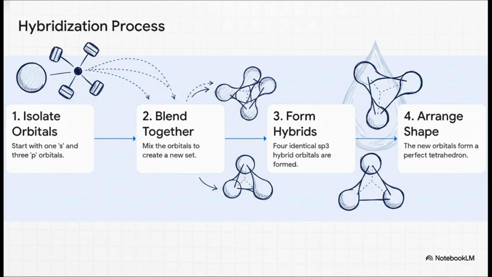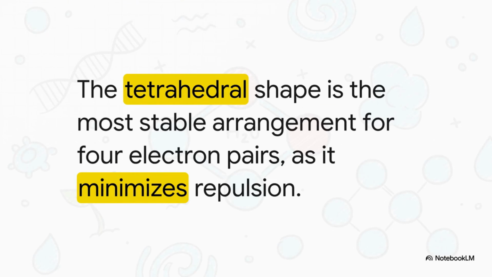And then these new orbitals automatically arrange themselves in the most stable shape possible. And that shape is a tetrahedron. So why a tetrahedron? Well, remember, electrons are all negatively charged, and just like magnets with the same poles, they push each other away. They want to get as far apart from each other as they can. A tetrahedron is just the perfect geometric shape that lets them do that. It's nature finding the path of least resistance, the most stable setup possible.